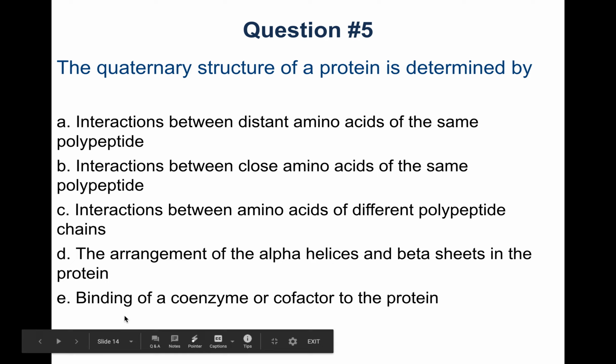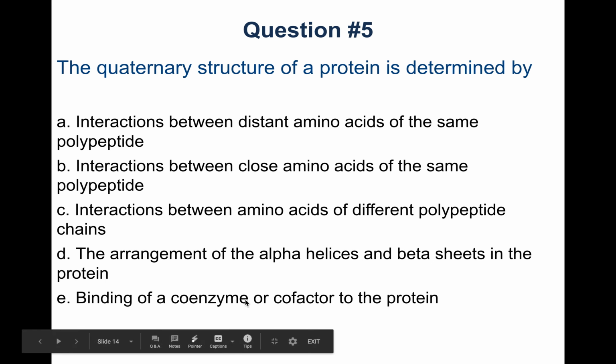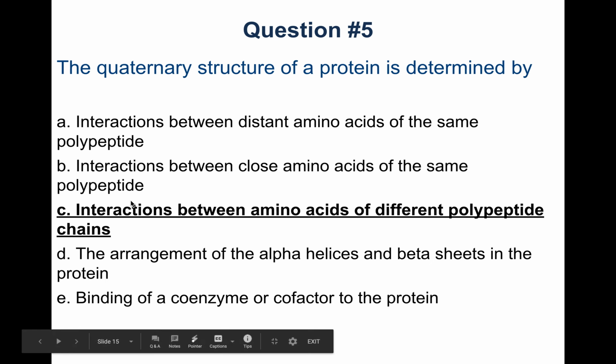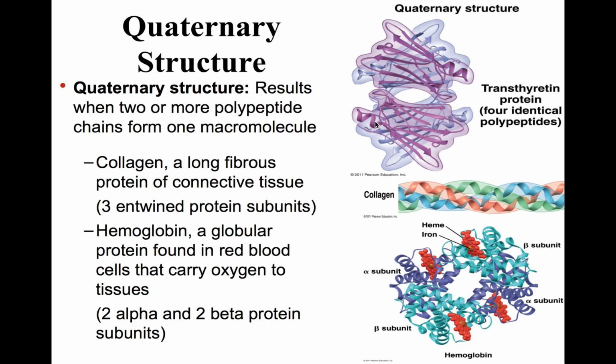Binding of a coenzyme or cofactor to a protein is something that's going to happen after the protein's been folded, typically something that helps the protein, which is acting as an enzyme, bind to its target better and function better. But this doesn't have anything to do with the actual structure of the protein. So the answer is interactions between amino acids of different polypeptide chains. This is an example of the quaternary structure.